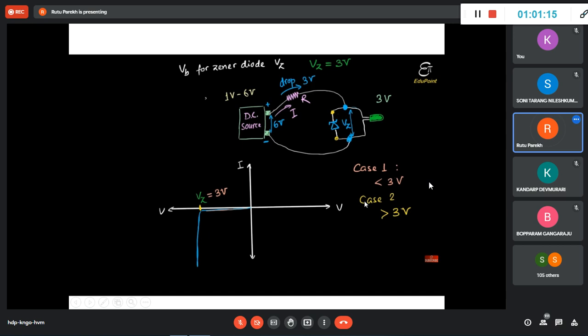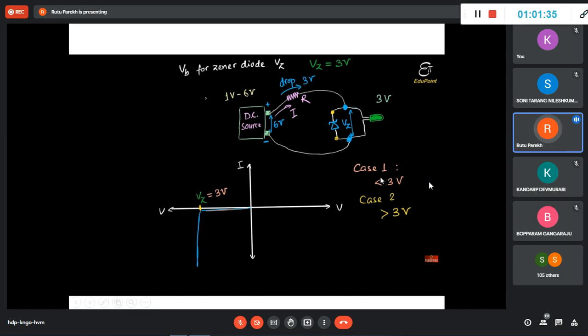And the other case, case 2, is greater than 3 volt. Then in case 1, if it is less than 3 volt, your Zener is 3 volt and your supply is less than 3 volt, then what will happen?